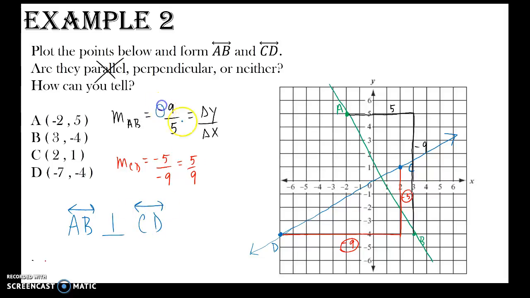Okay, one slope is negative, one slope is positive. When I flip the numerator and denominator, that's where my 5 ninths comes from. So again, you could use your slope formula to determine the slopes of each line, but when we have them graphed, it's useful to look at the slope triangle.